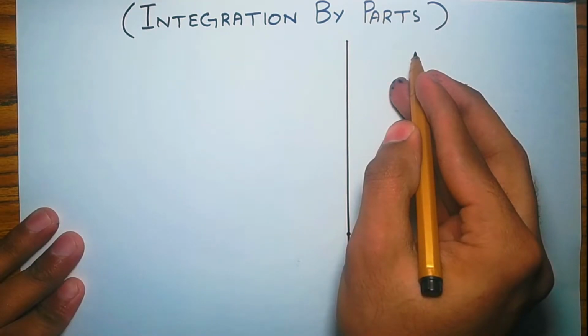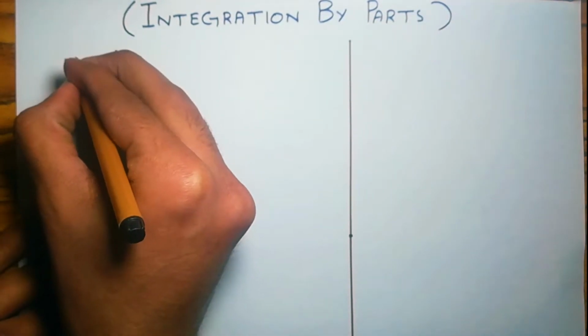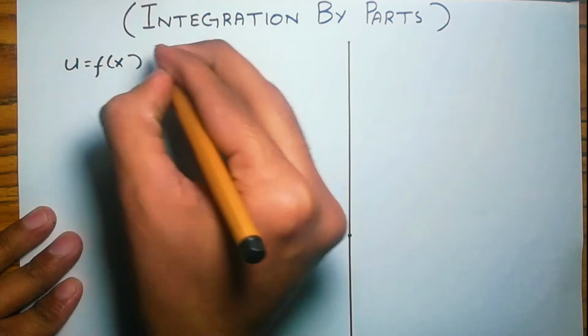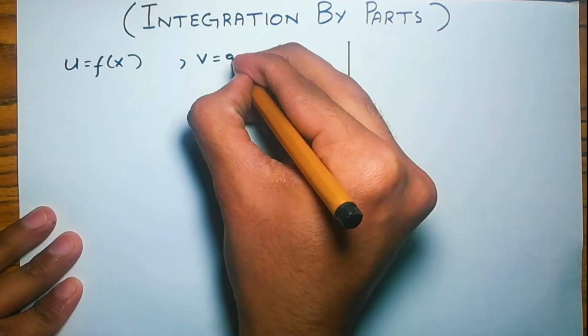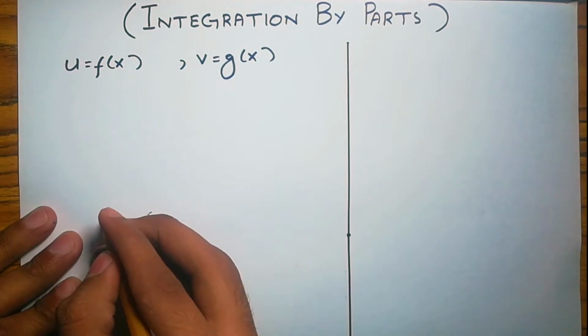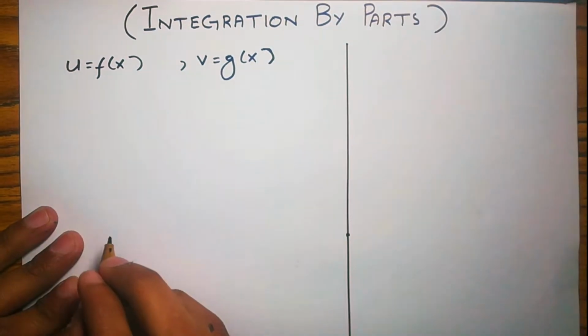So in this video we are going to discuss integration by parts. Integration by parts basically consists of two functions. One can be said as u, that we are going to consider as f of x, and the other is v, that we can consider as g of x. So these are the two functions that we will have to encounter in integration by parts.